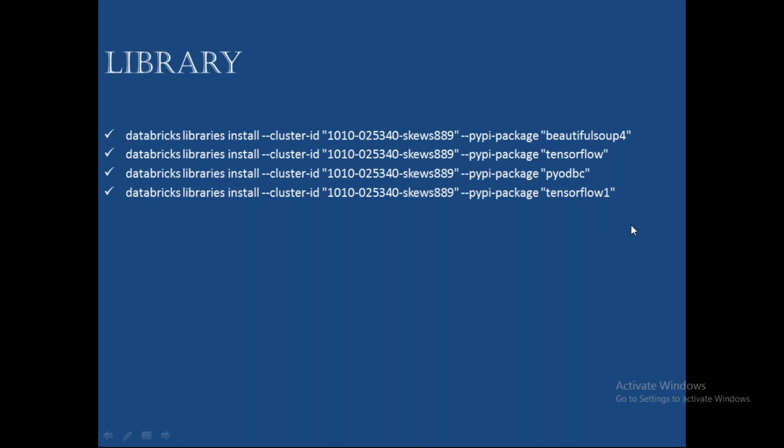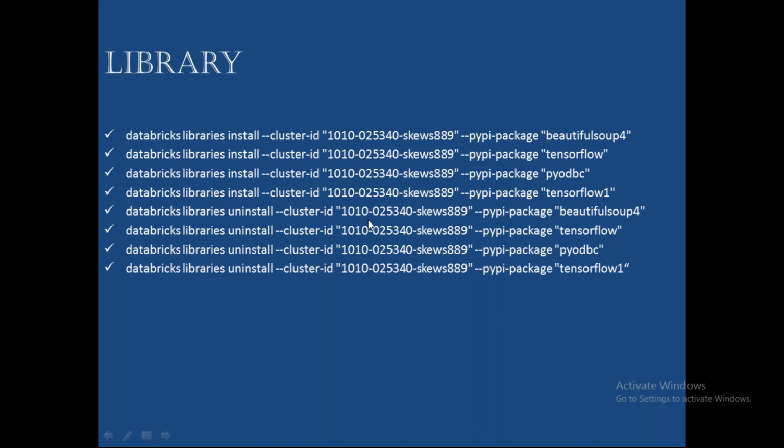Next, I want to uninstall. If you want to uninstall any package, instead of install, you just put uninstall. See now, for example, beautiful soup for this particular package. If I want to uninstall, just put uninstall and the cluster ID. From this cluster, I want to uninstall this package. So the same way you can see all these things. I can even try to uninstall the failed package as well. Okay, this is how you need to install and uninstall.